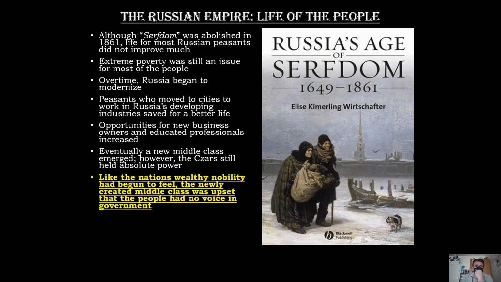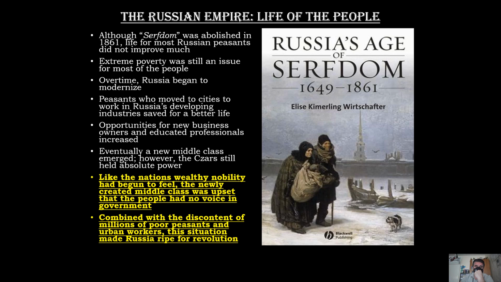Like the nation's wealthy nobility had begun to feel, the newly created middle class was upset that the people had no voice in government. Combined with the discontent of millions of poor peasants and urban workers, this situation made Russia ripe for revolution.